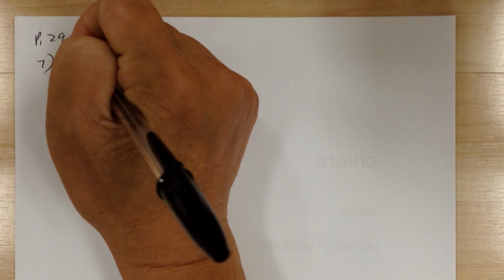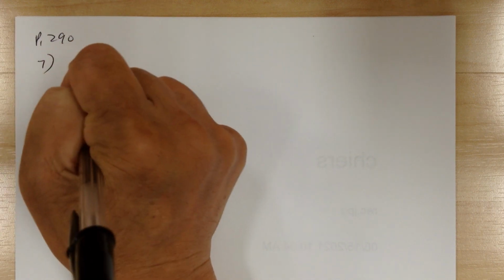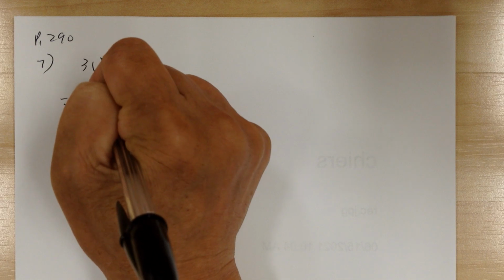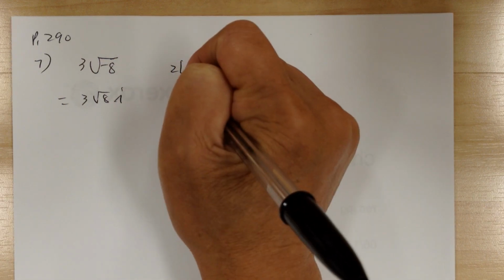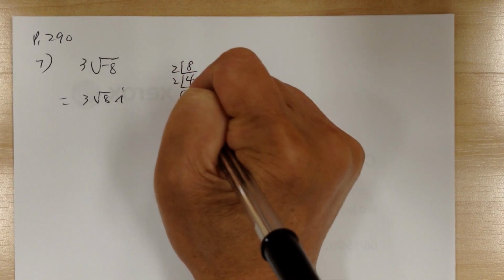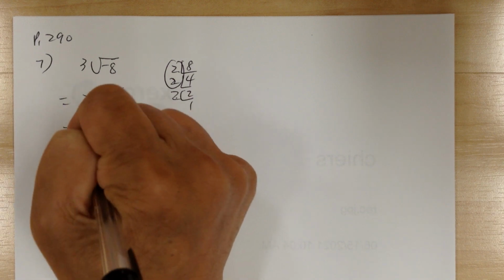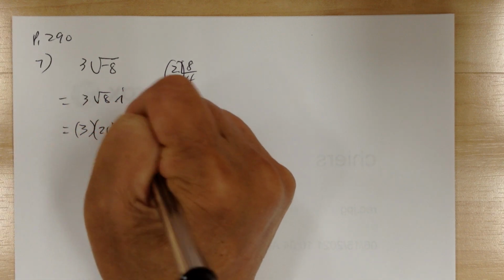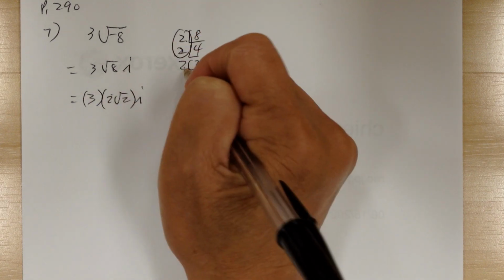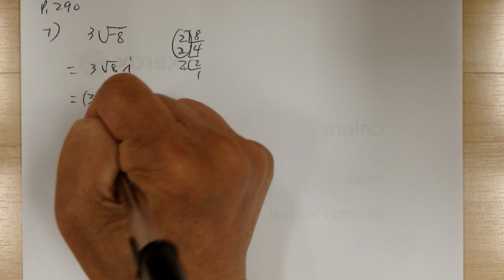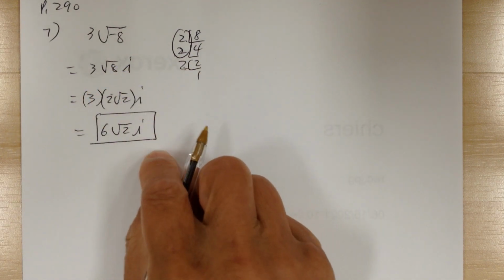Okay, number 7. You have 3 square root of negative 8. So this is equal to 3 square root of 8i. Then after that, we can go and simplify the square root of 8. So divide by 2, divide by 2, divide by 2. So this will give you 2 square root of 2. Okay. So again, this is the integer 2. This is the leftover. So this will give you 6 square root of 2i. So again, put i in the back.